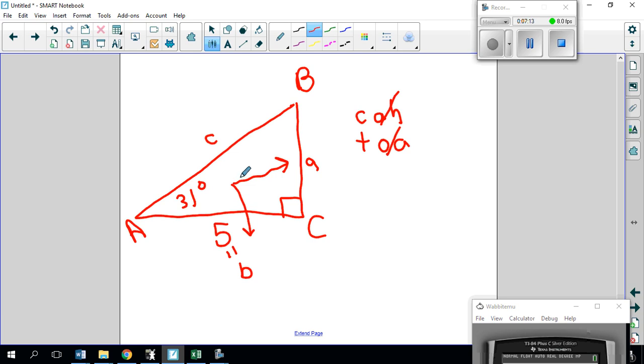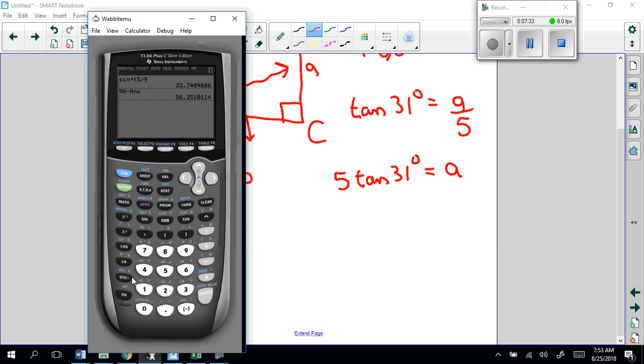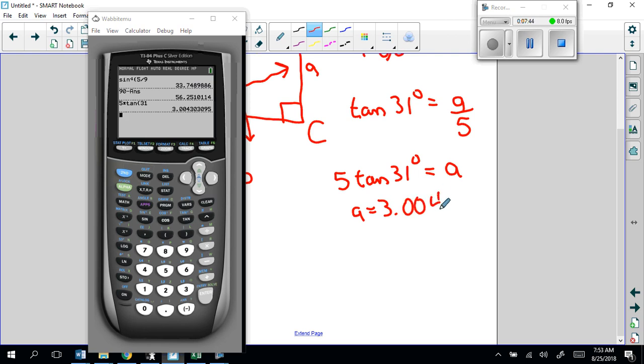Since I chose to look at an opposite and adjacent, let's go tangent of 31 degrees equals A over 5. Then all we do is multiply both sides by 5, and the 5's go away, and then we type on our calculator 5 times tangent 31, and we get A to be 3.004. Here's what I do basically: I take my answer and I go store alpha A, even though it's a big A. I don't care.